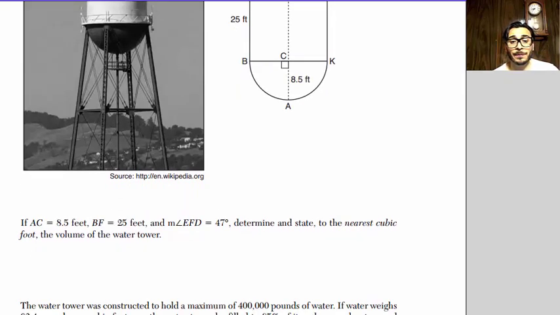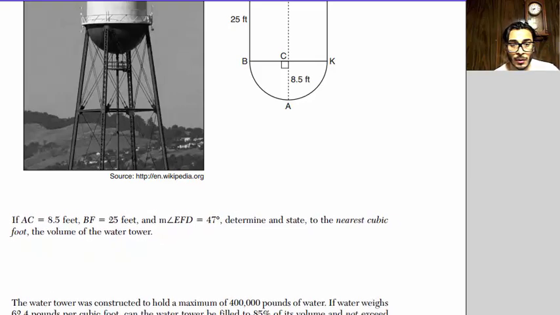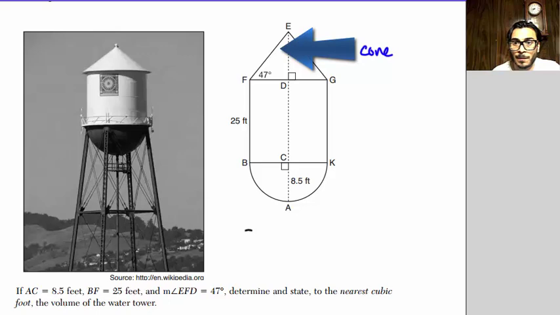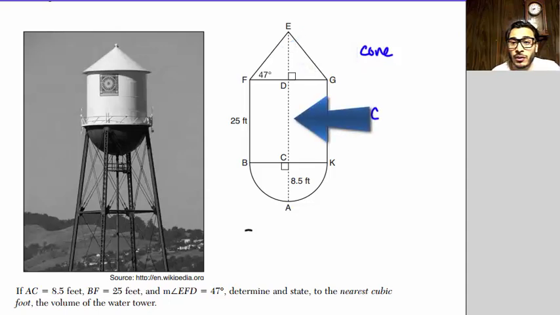Now look, here's the deal. To find the volume of the water tower, you're going to have to find the volume of three objects. All right, and I'll tell you what those three objects are right now. You're going to need to find the volume of a cone, because that's what this two-dimensional figure represents, the volume of a cylinder, and then the volume of a hemisphere, which is half of a sphere.